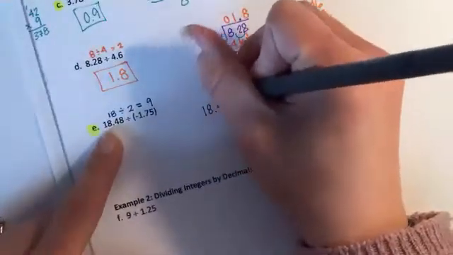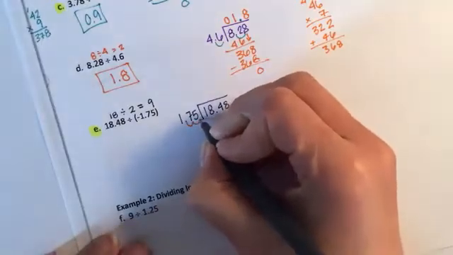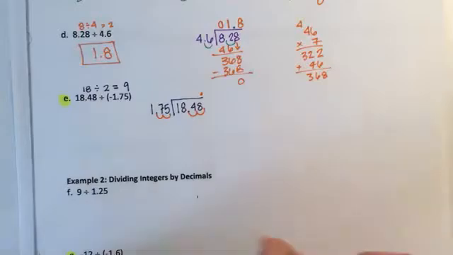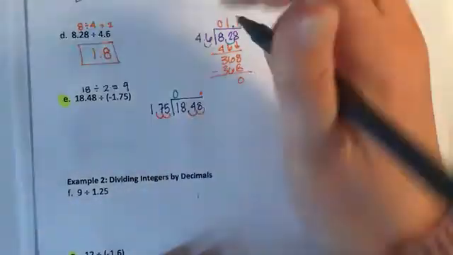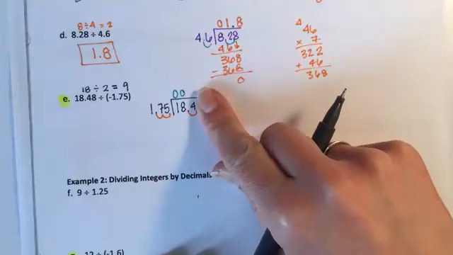So now I'm going to take this problem, 18.48 divided by 1.75. And I'm going to move my decimal point twice. So really I'm dealing with 175. Okay, does 175 fit into 1? No. Does it fit into 18? No. Does it fit into 184? And the answer is yes, it fits in there one time. So above the 4, I put a 1.